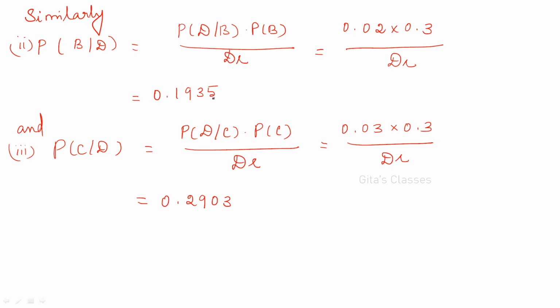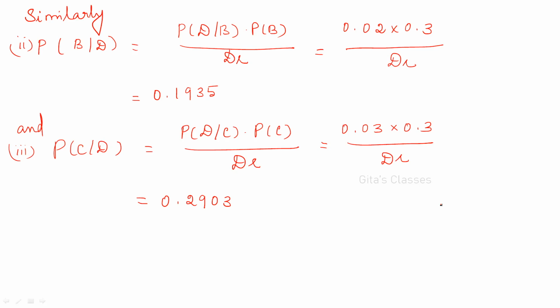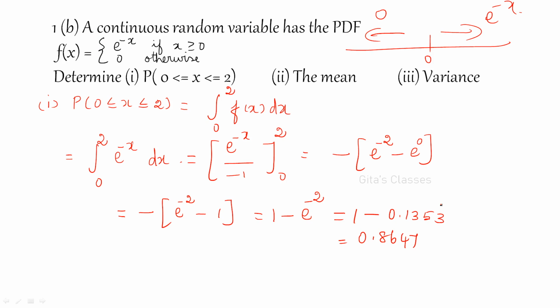So P of B given D, if the bolt has come from machine 2: I told you already that the denominator is going to be the same for B or C, the second or third machine. Only the numerator changes: if it is from machine 2, this term will be in the numerator, and the third term will be in the numerator if it is from machine C. Okay.